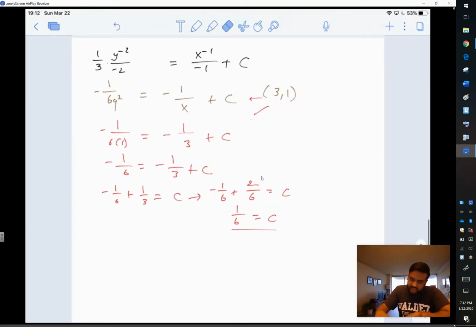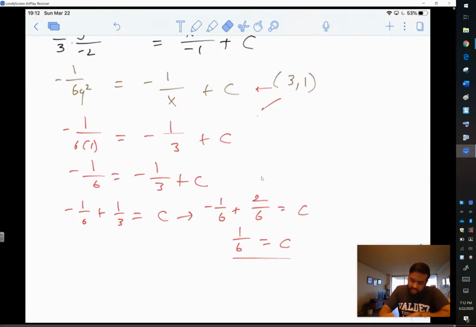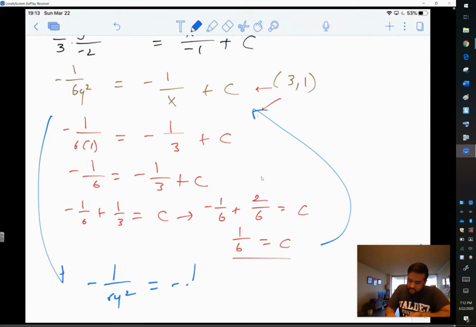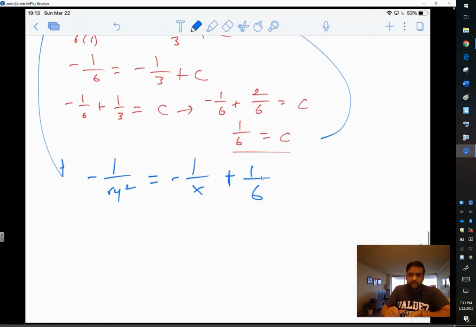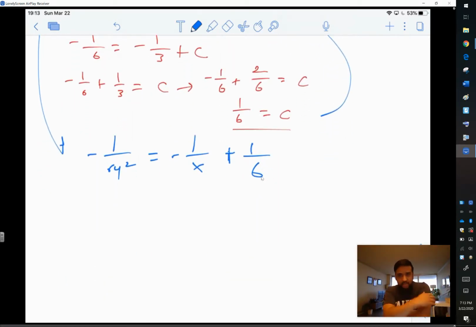So let's plug that into that brown step there, and this will give us negative 1 over 6 y squared equals negative 1 over x plus c, or plus 1/6. Okay, now we have to solve for y. That's going to be a little tough. We've got a couple options.